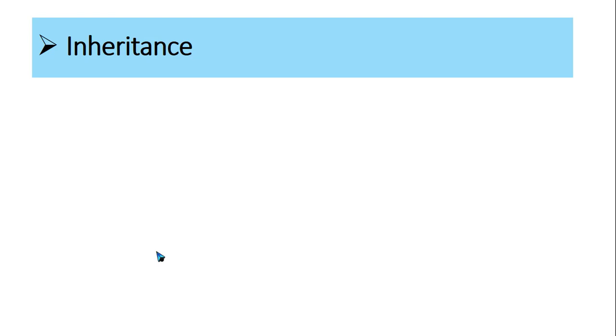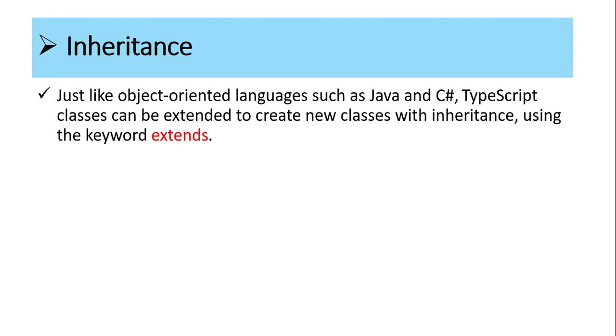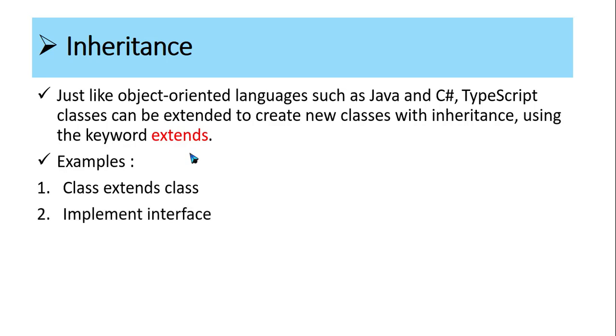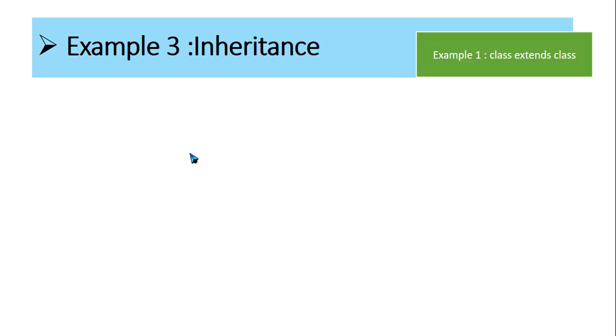Now let's see what inheritance is in TypeScript. Just like in object-oriented languages such as Java and C#, TypeScript classes can be extended to create a new class with inheritance using the keyword extends. Java supports this keyword too. For example, a class extends another class and implements an interface. First we see what inheritance is. Here, class extends class.